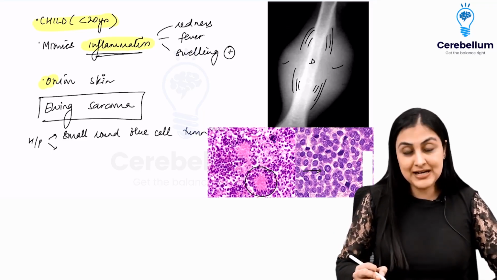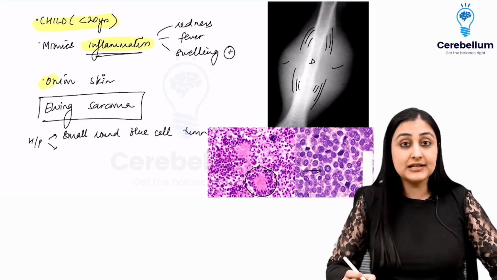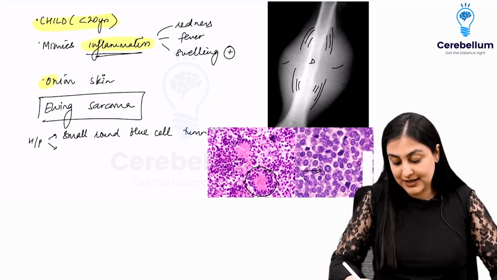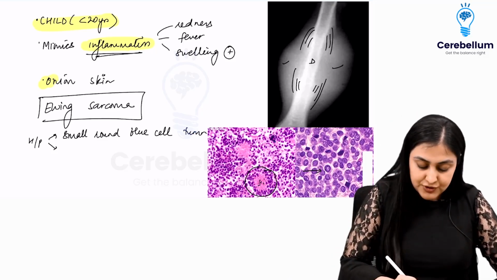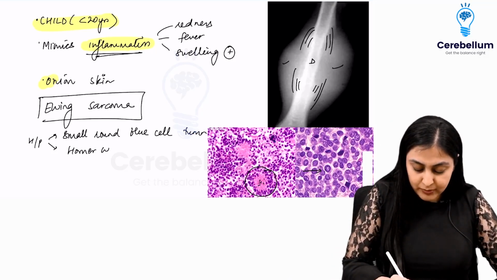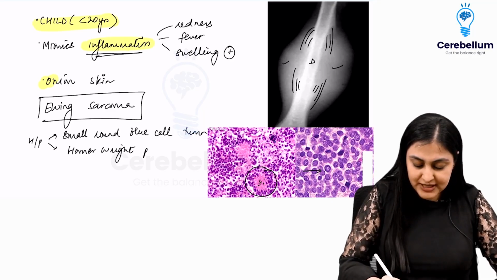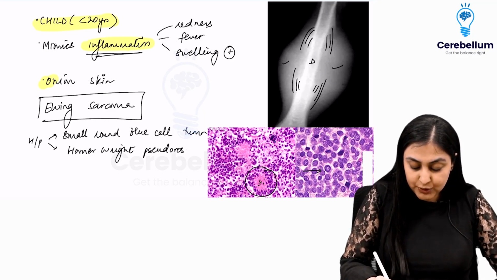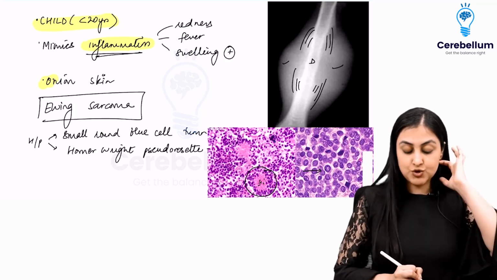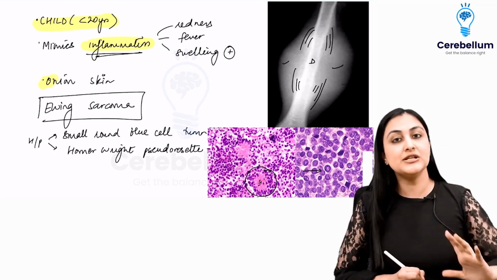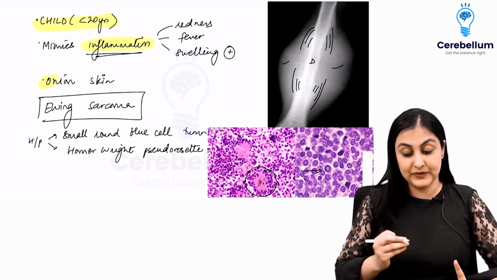Is this a true rosette? No. Anything where the center is non-empty is not a true rosette, right? So you can see these neuropils here. So this is what we call the Homer Wright pseudorosettes. We also see them in medulloblastoma, if you remember, okay? So Homer Wright pseudorosettes with central neuropil is something that you would see here.